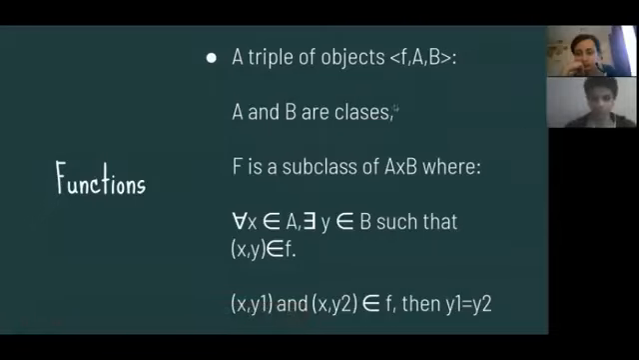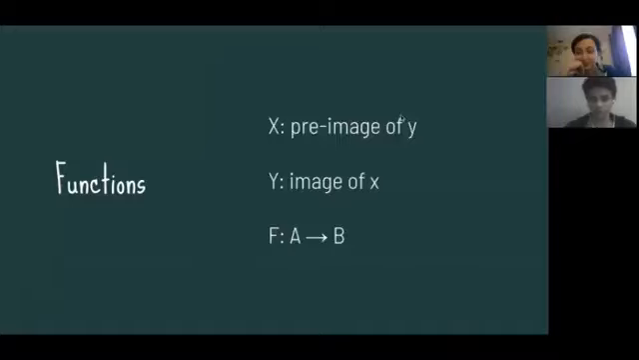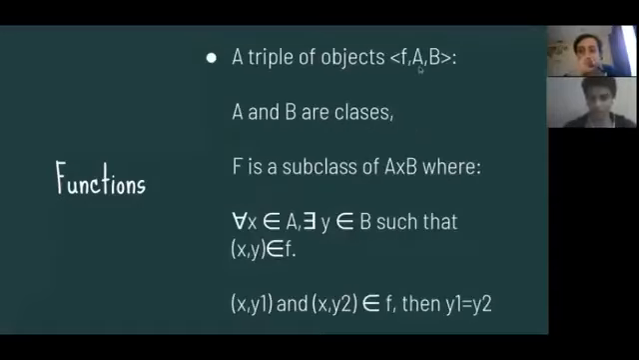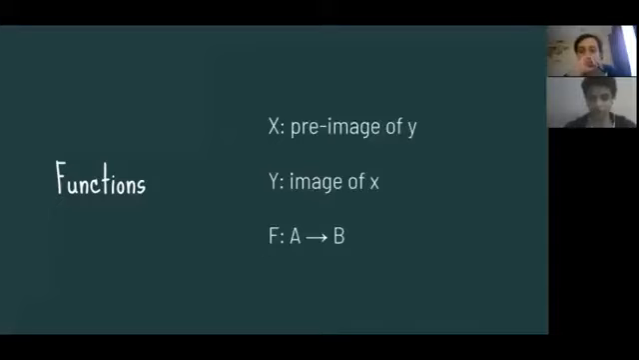So these concepts will become clearer as we describe what an image and a pre-image is. So if x belongs to A and y belongs to B and f maps from A to B, then x is called the pre-image of y and y is called the image of x. Okay, and another way to notate f from A to B, instead of the triple notation, we'll just use this notation: f maps from A to B.